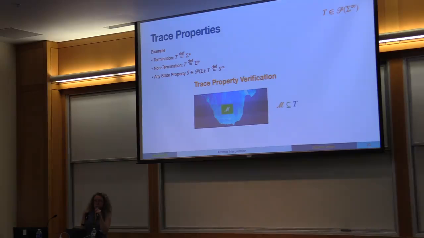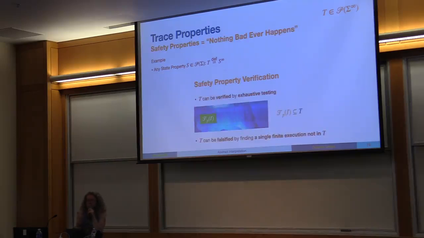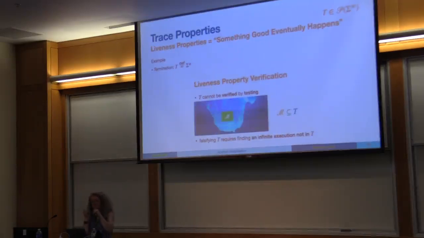There are some kinds of trace properties that are simpler. For instance, the safety properties. These are the properties that specify that nothing bad ever happens. Any state property is a safety property, for instance. So here you can actually work with the prefixes. You can do exhaustive testing if you want. And you can falsify the property just by finding a finite execution that violates your property. So if you can find a prefix which is a counterexample to your property, you know that the property doesn't hold.